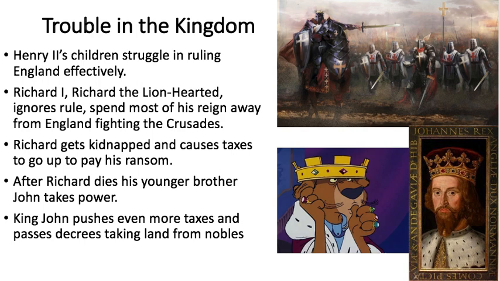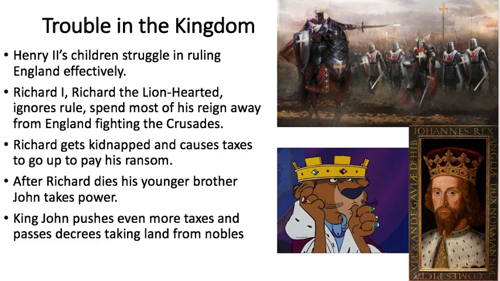And then in order to pay his ransom, England, his mom, Eleanor of Aquitaine, and his brother John raise taxes quite a bit. So they free the king, but they bankrupt the kingdom. Richard will die, and then his brother, King John, will take over. And little brother is never really ready for the throne.